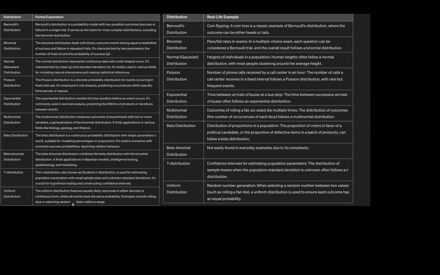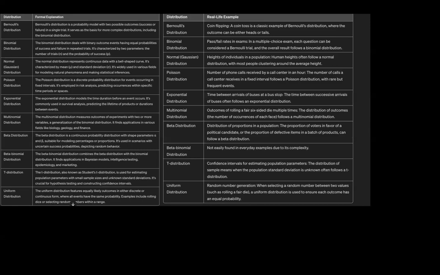What is this Bernoulli distribution all about? Suppose you are flipping a coin. What is the outcome you will get? Either heads or tails, isn't it? Or if you write a question in an exam, either correct or wrong, isn't it? Any one output you will get, right? If you roll a dice, either you will get one or two or three or four or five or six, isn't it? So you will get outcomes.